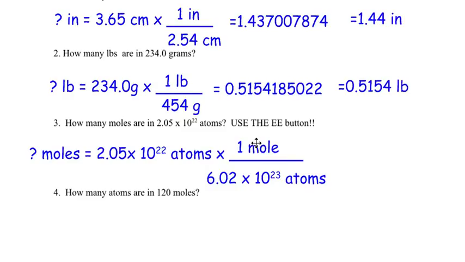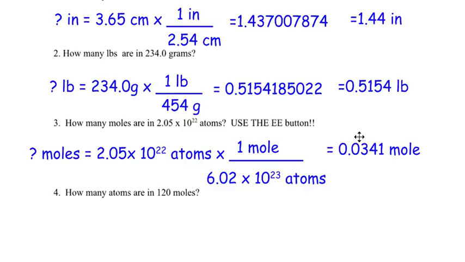So how are you going to do this in your calculator? Are you ready? So you're going to punch in 2.05, that second EE button, 22, and hit your divided by. Why divided by? Because the 6.02 is in your denominator, so divide denominator. So divide by 6.02, second EE, 23. And you're going to get a really long number. How many sig figs do we need? 3. So you need to round to 3 sig figs and get 0.0341 moles.